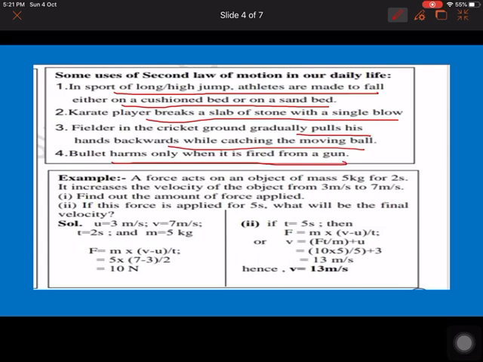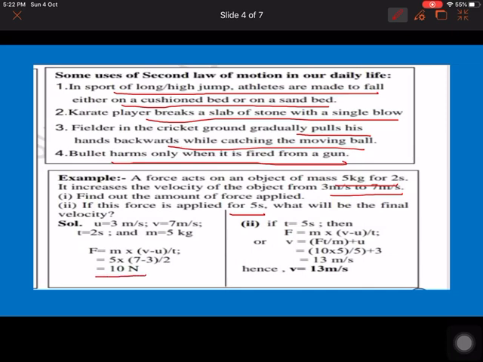Let's see a numerical problem. A force acts on an object of mass 5 kg for 2 seconds. It increases the velocity of the object from 3 meter per second to 7 meter per second. Find the amount of force applied. And if this force is applied for 5 seconds, what will be the final velocity? The first case is 2 seconds, the second is 5 seconds. Initial velocity is 3, final 7, time 2 seconds, and mass 5 kg. So F will be 10 Newton.